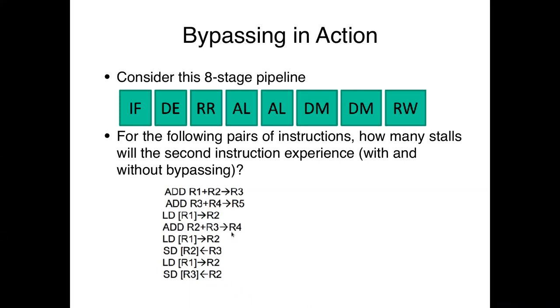So how many stalls are we going to need for the second instruction on this example? They have a vote for one. I have two votes for three.